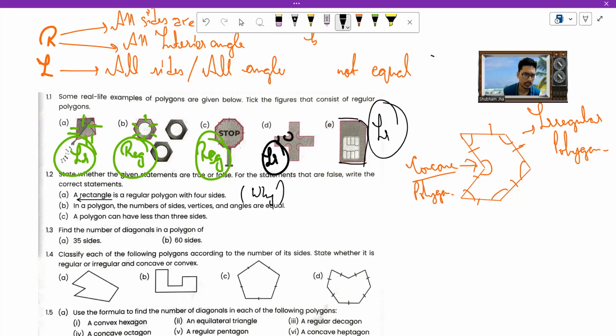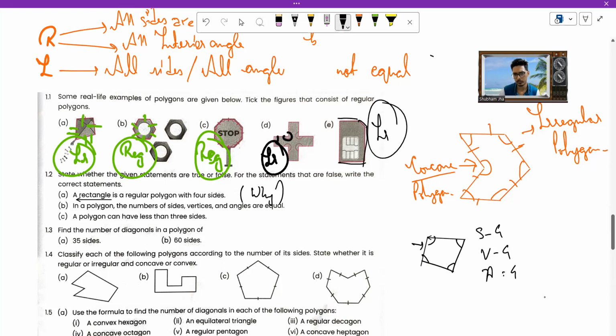In a polygon, the number of sides, vertices, and angles are equal. Okay, if you look at four sides, that is a quadrilateral. So you can see there are four sides. The number of sides is four. The number of vertices is again 4, and the number of angles, if you look at the angles, 1, 2, 3, 4. This is again 4.